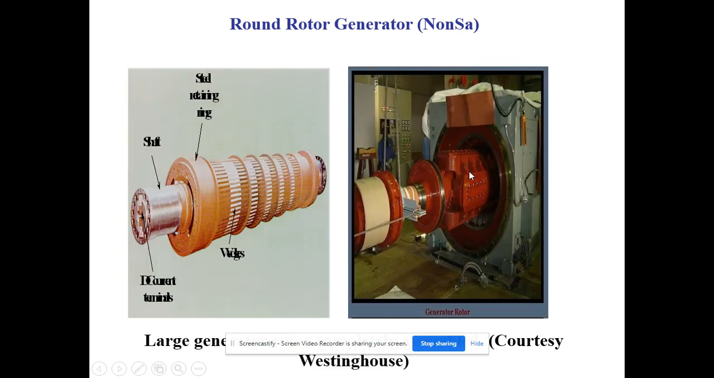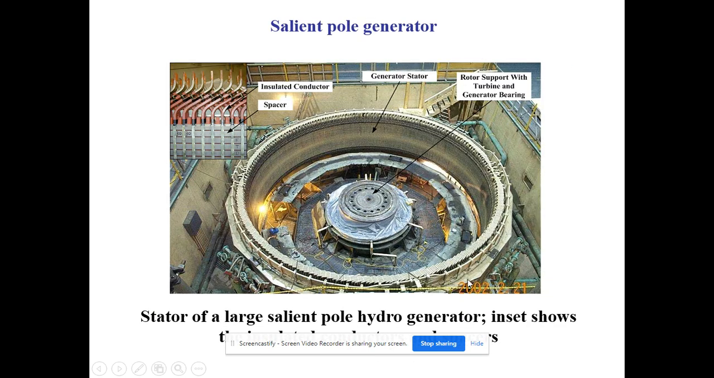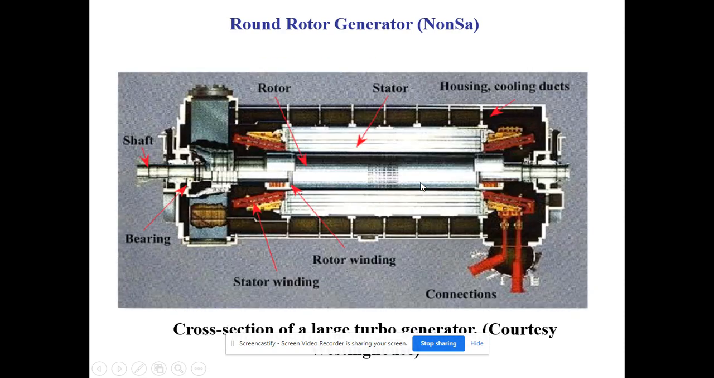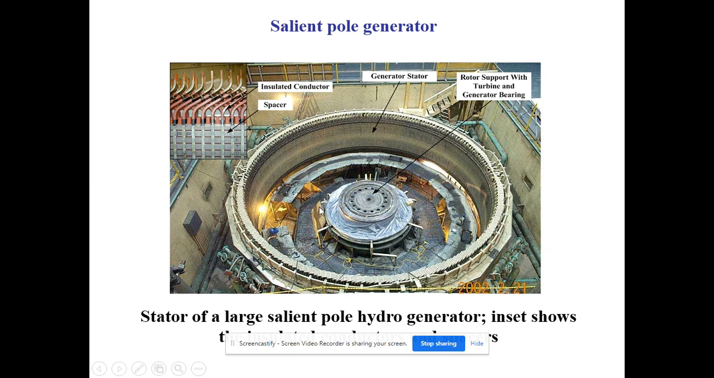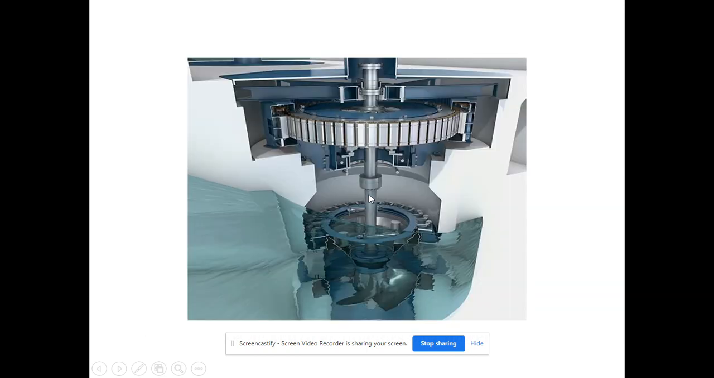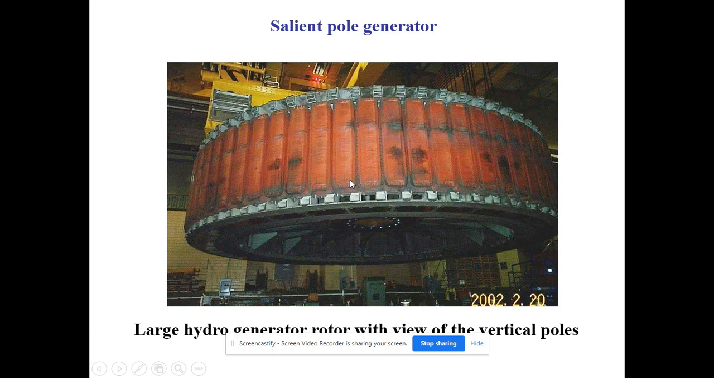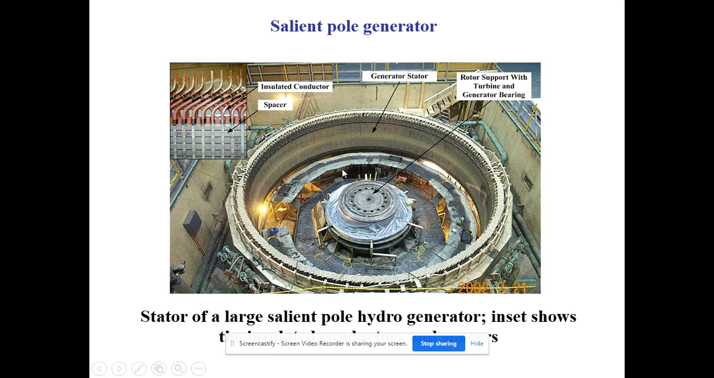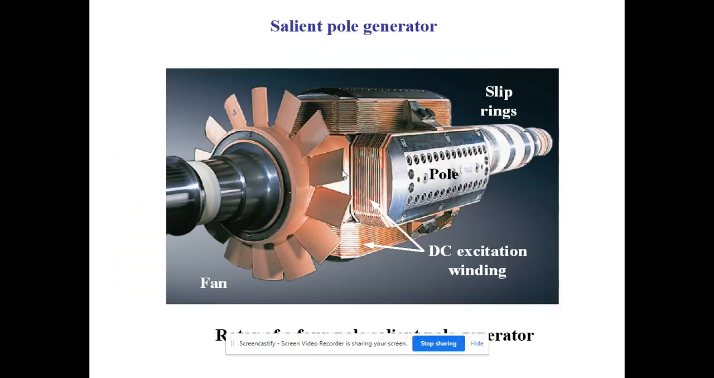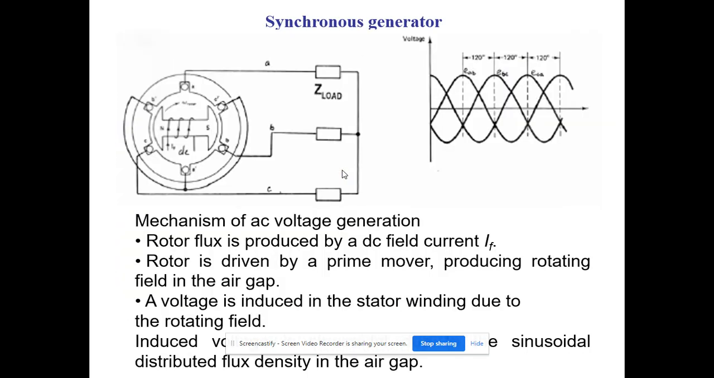This is also a non-salient pole type. This is a salient pole type. The salient pole type is a slow speed machine. You see this one, this is a high speed machine. This one is a slow speed machine. Hydraulic turbines and the like use the salient pole type. This is a salient pole type, and this is a non-salient pole type.